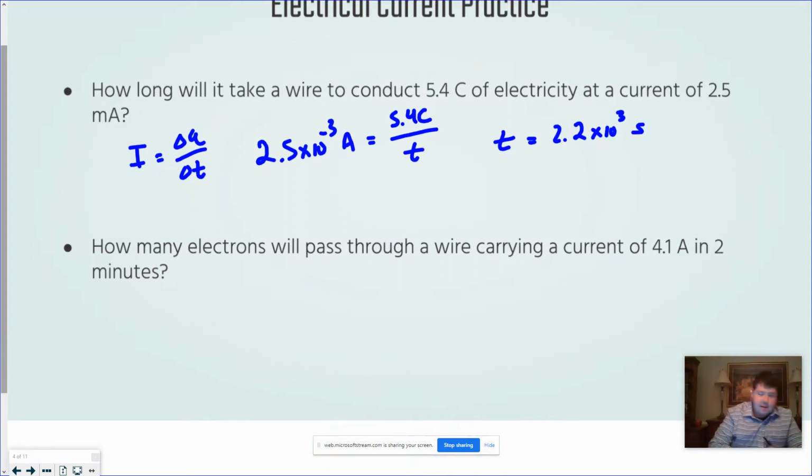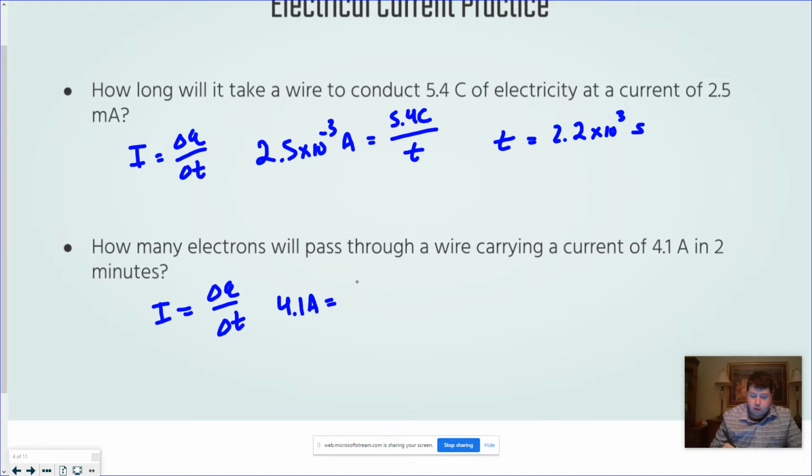The next one's a common type of question. It asks how many electrons will pass through a wire carrying a current of 4.1 amps in 2 minutes. I've got to find the number of electrons. To do that, I probably want to find the amount of charge going through first. So I use I equals delta Q divided by delta T. I know that my current here is 4.1 amps.